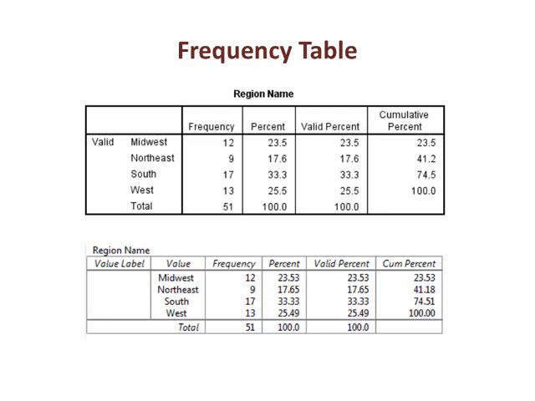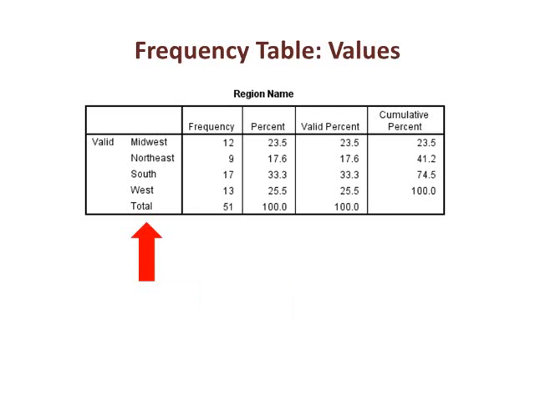Here I have laid the frequency tables for the variable region name from SPSS and PSPP side by side. Although the format of the table is slightly different, the columns are the same. Whatever I say about the SPSS output is the same for PSPP. The first column is the values of our variable. Region name has 4 values: Midwest, Northeast, South, and West. If we have a numeric variable with the values labeled, we would see the value labels. Notice that there is also a row at the bottom of the table for the total.